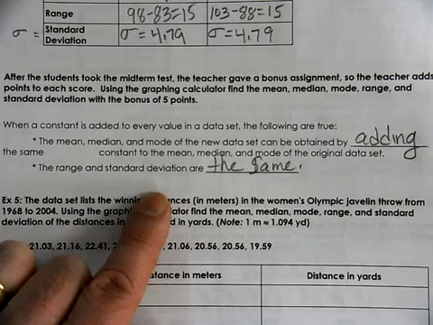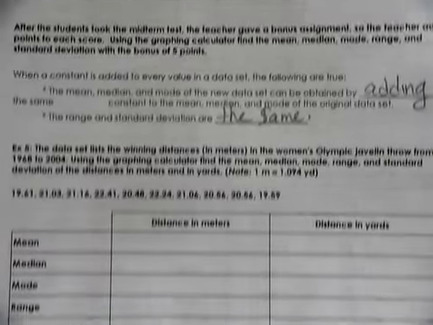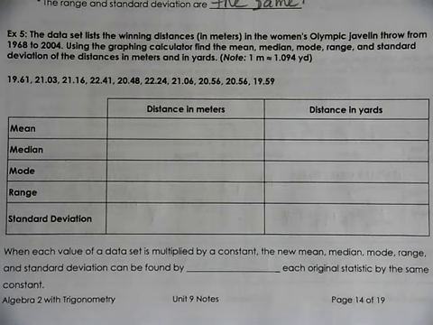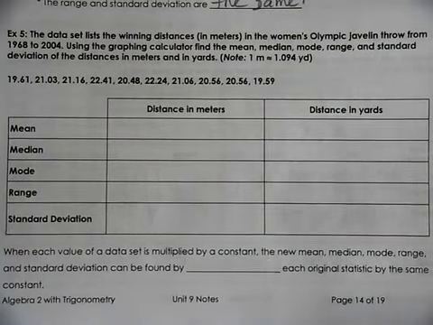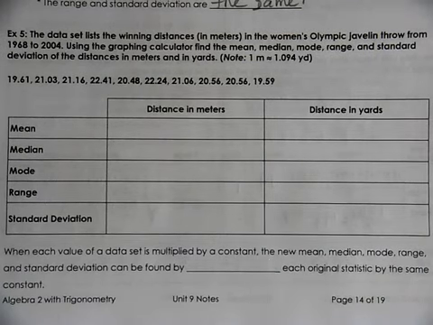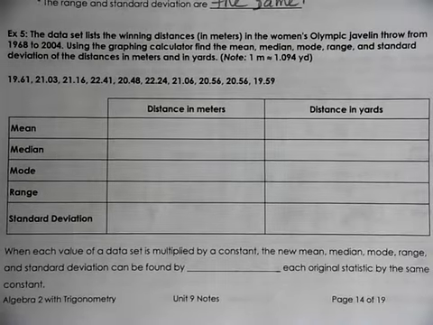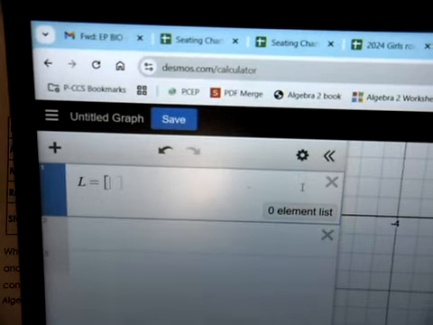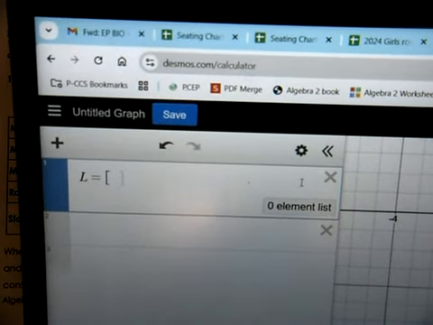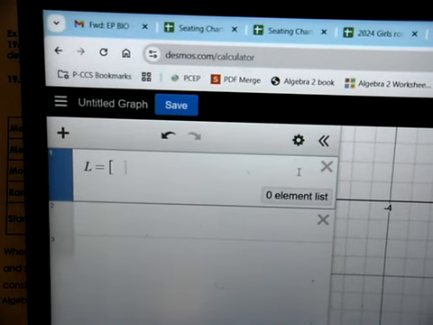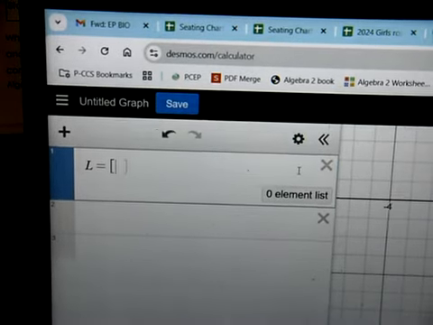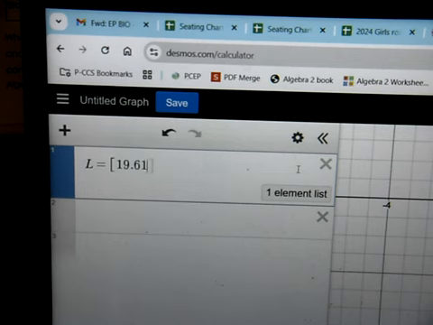Our last one. Here's a set of data. I'll show you how to do this on Desmos, for those of you that like Desmos. So using Desmos, for the equation, you can type any letter you want. I'm using L just for list. You've got to use a square bracket, and then you need to type in the values. We had 19.61, comma.